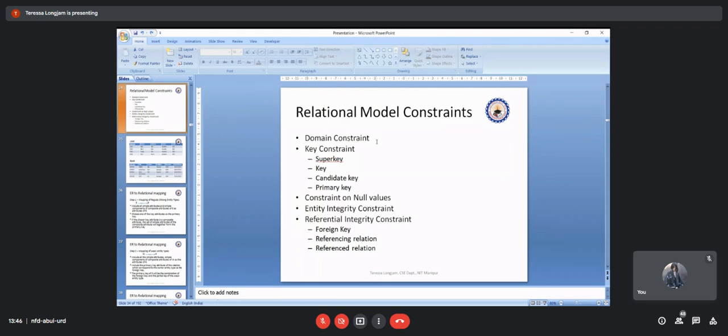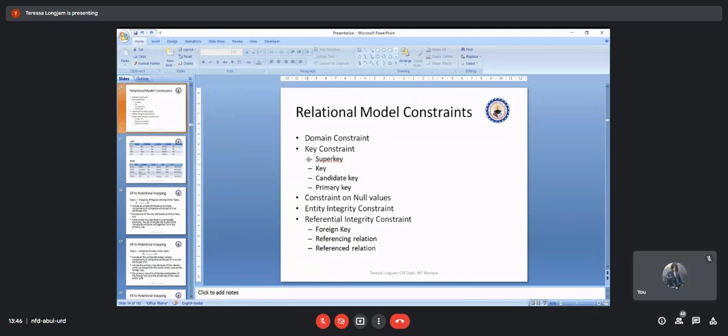For a domain constraint, we have to define a domain of a particular attribute, and whatever value we are going to give in that attribute should belong to that domain. It cannot be outside the domain. It should be a value inside the domain.